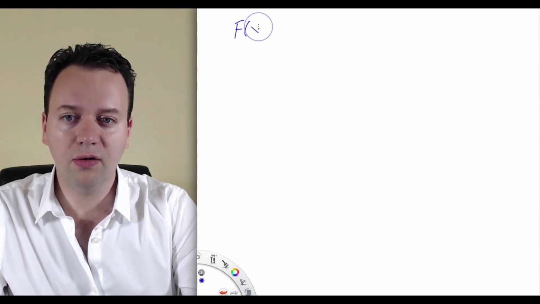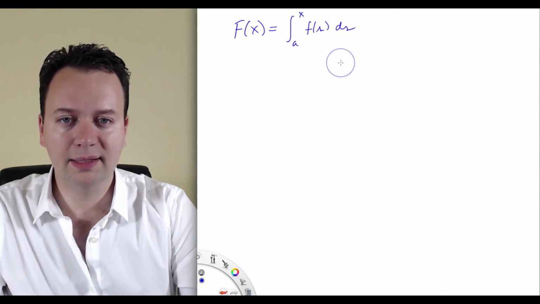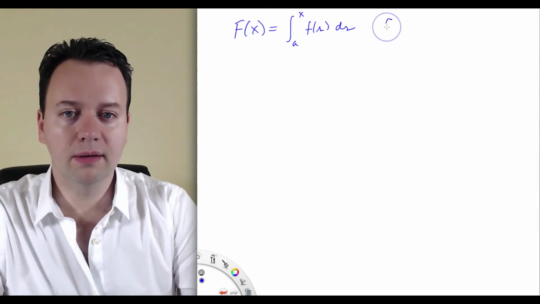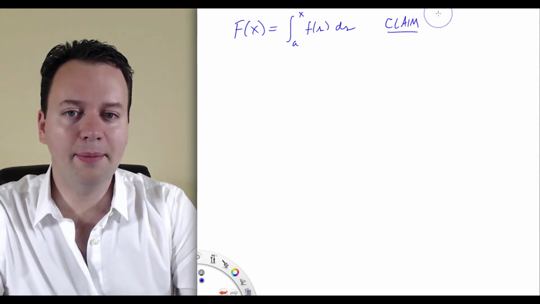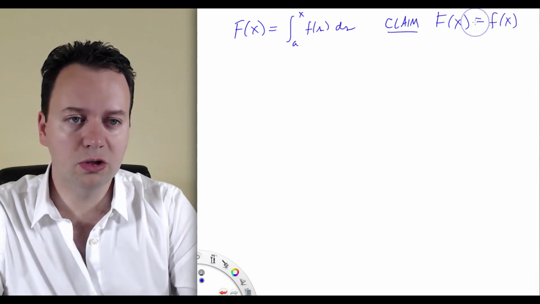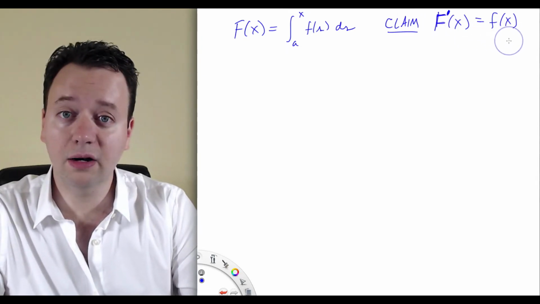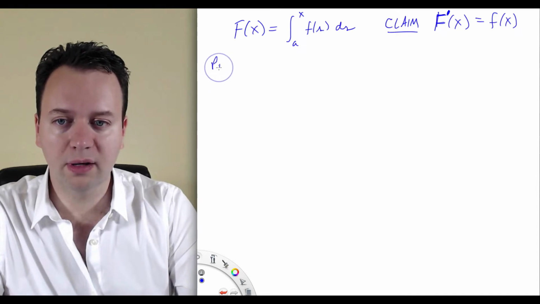So suppose I have a function capital F of x, which I define as the integral from a to x of little f of s ds. And my claim is that capital F of x is an antiderivative for little f, which means that if I take the derivative of capital F and I have capital F prime of x, I get little f of x. So let's prove it.